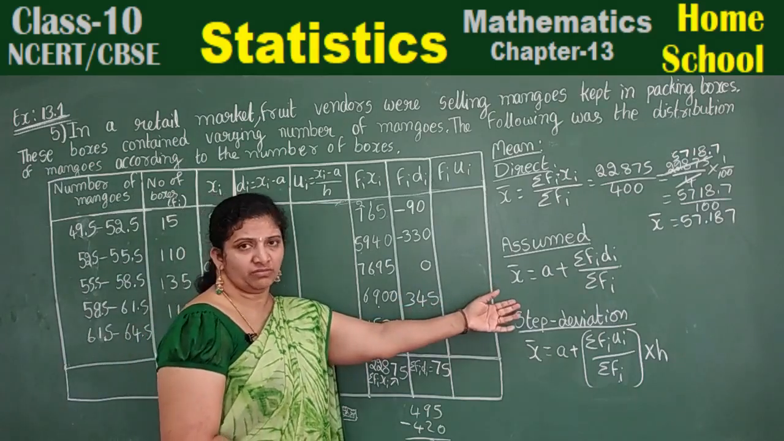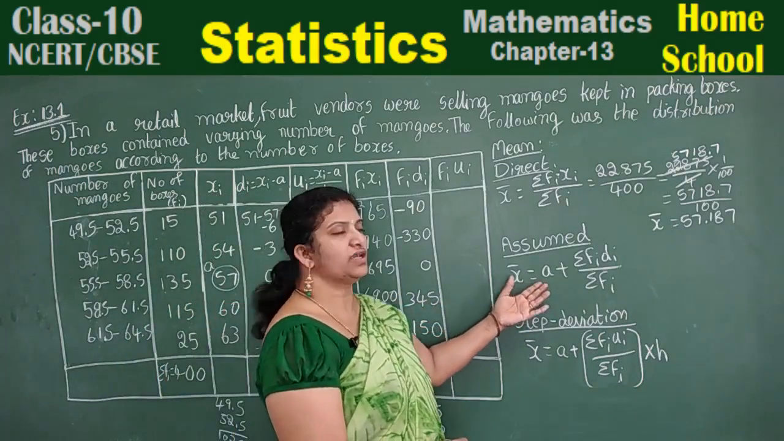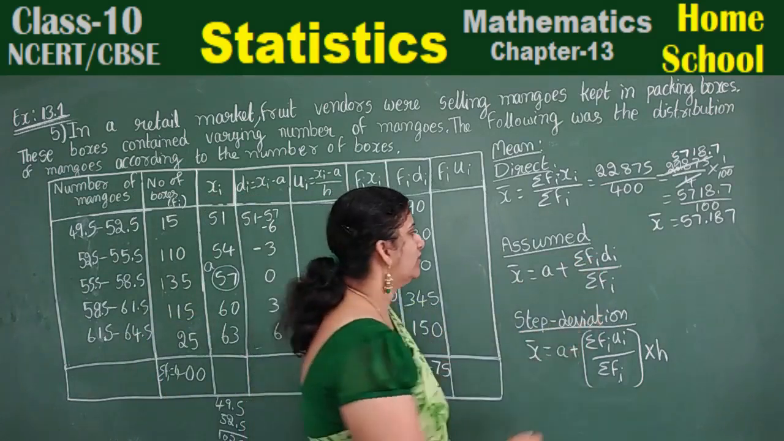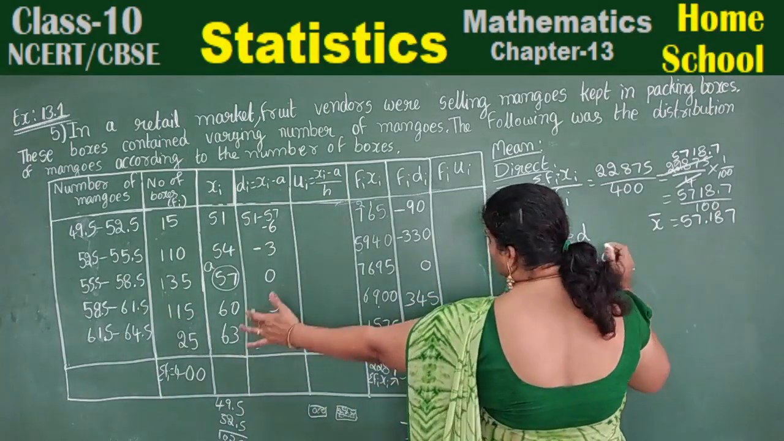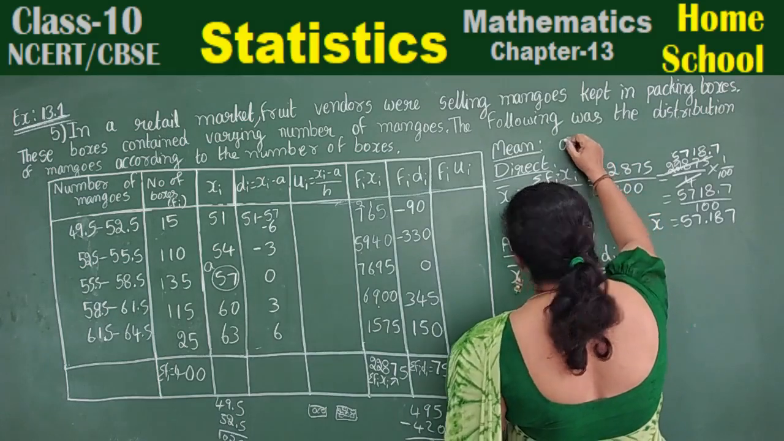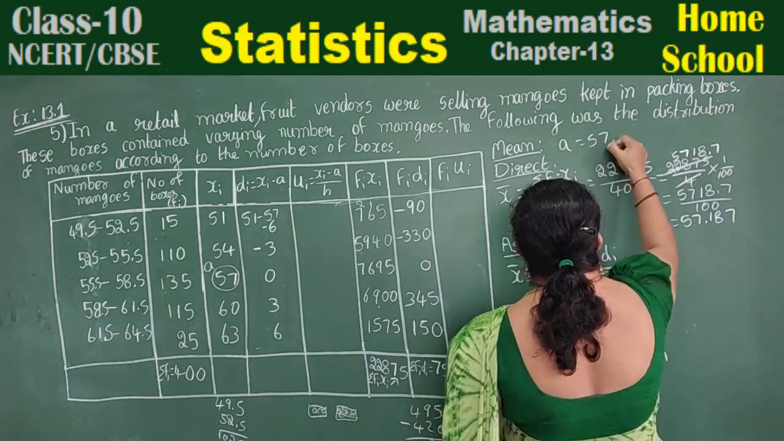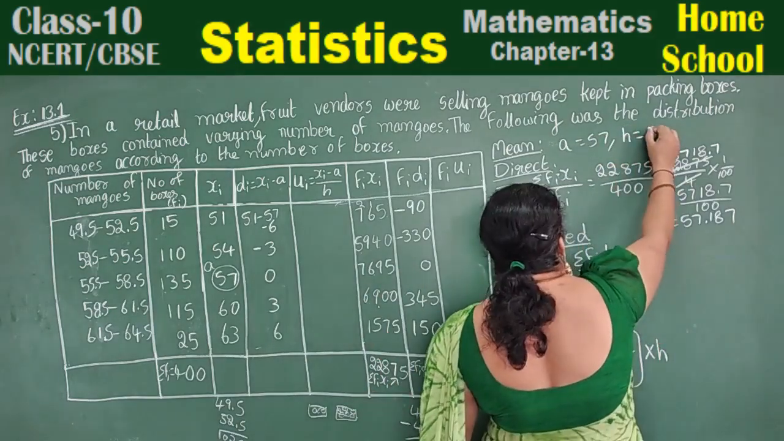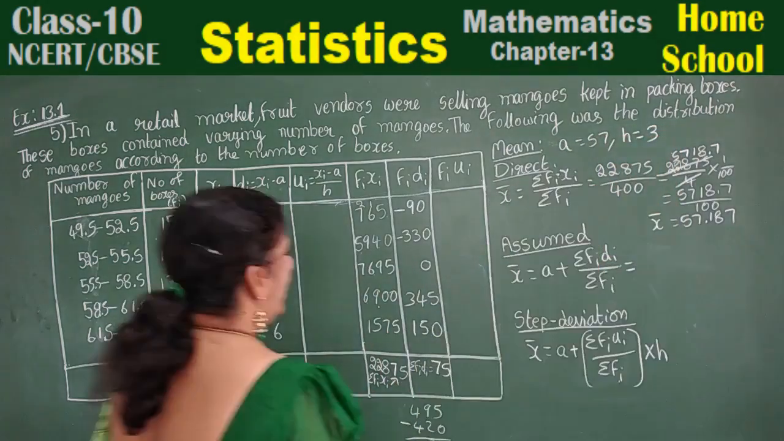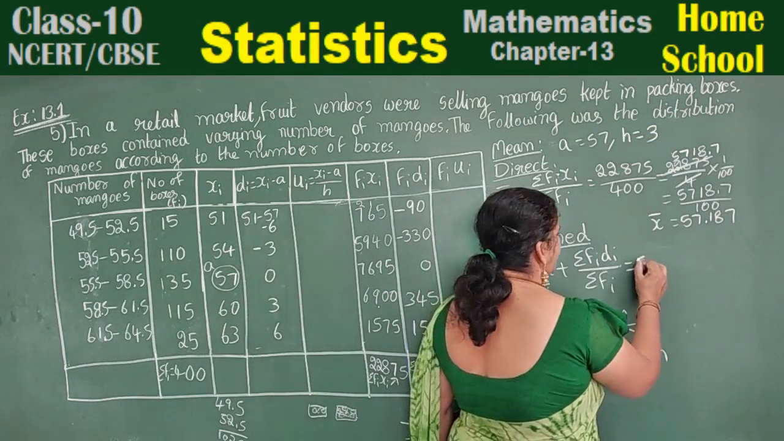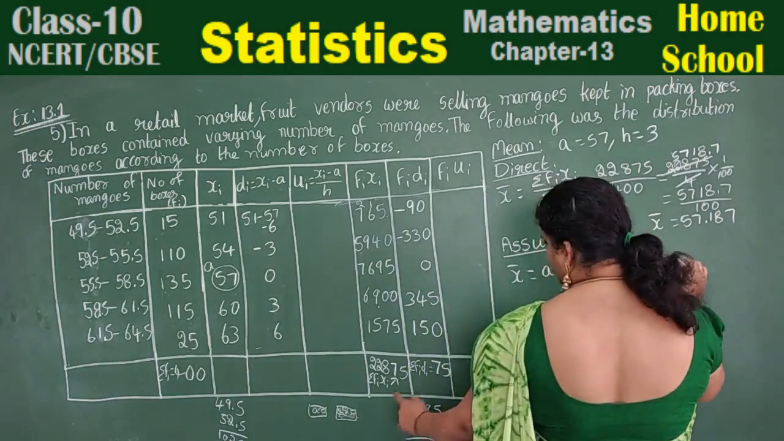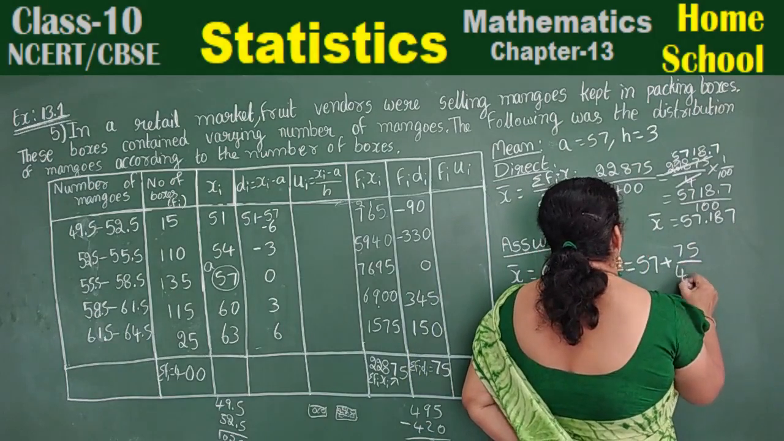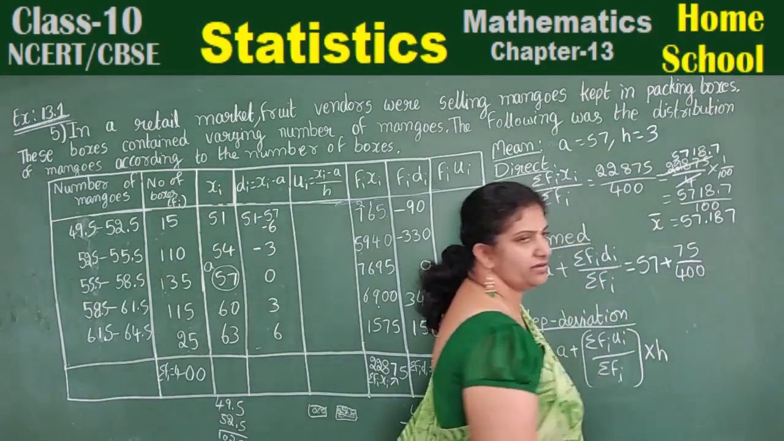Apply the assumed mean method formula. X bar is equal to a plus summation fi di by summation fi. What is your a value? You need to write it here now. a is equal to 57 and h, the class size, is equal to 3. A value is 57 plus summation fi di value is 75 by summation fi 400.